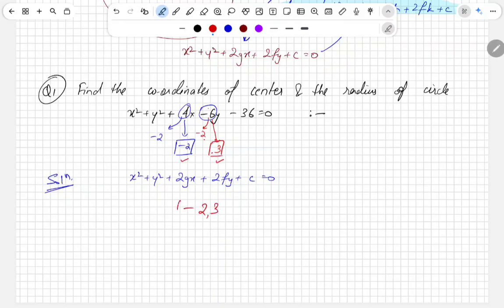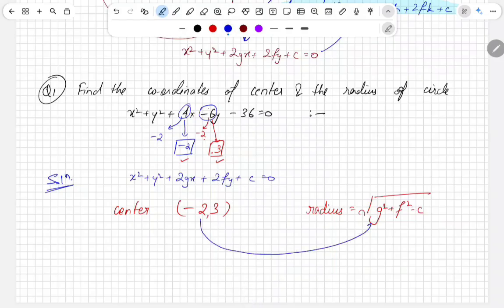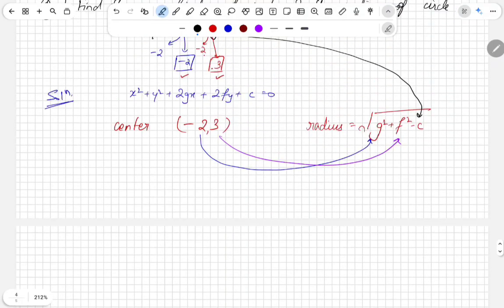These two will be the coordinates of center, that is minus 2 comma 3. Now we have to find the radius of the circle, and as discussed before, the formula is g square plus f square minus c. What is the value of g? Minus 2 put over here, then 3 should be put in place of f. And what is the value of c? C is given as minus 36, which has to be put over here. On putting these values, we'll get radius.